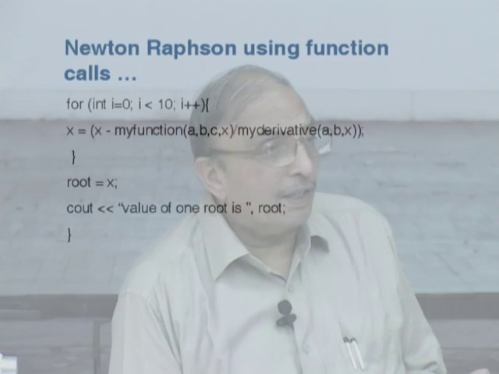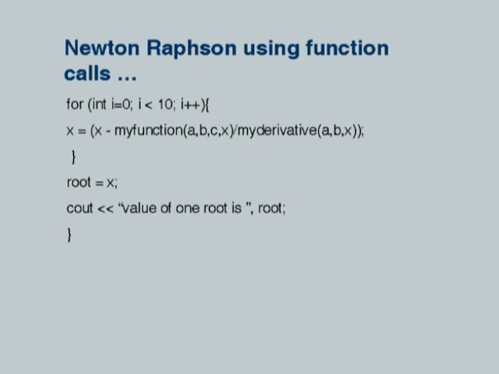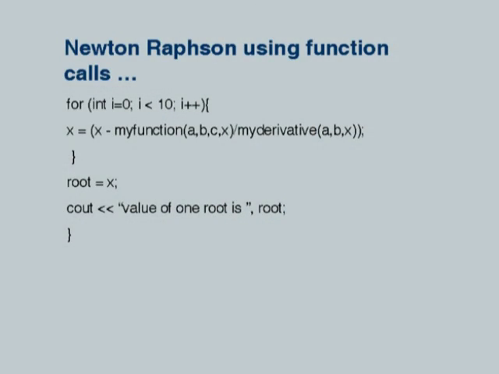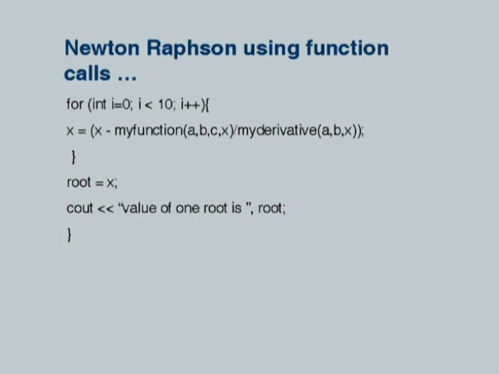Dumbo again encounters another function. This time he says my derivative. He goes to another assistant Dumbo called my derivative, this time carrying only three values, A, B, and X, because they are sufficient. And with these values, it calculates, and the value is returned. I calculate all this iteratively. X will keep going closer to the root. At the end of the iteration, after 10 iterations, say, when I come out, I will have one value of X, which should be the root. Notionally, I am assigning it to root, and then printing out the root.